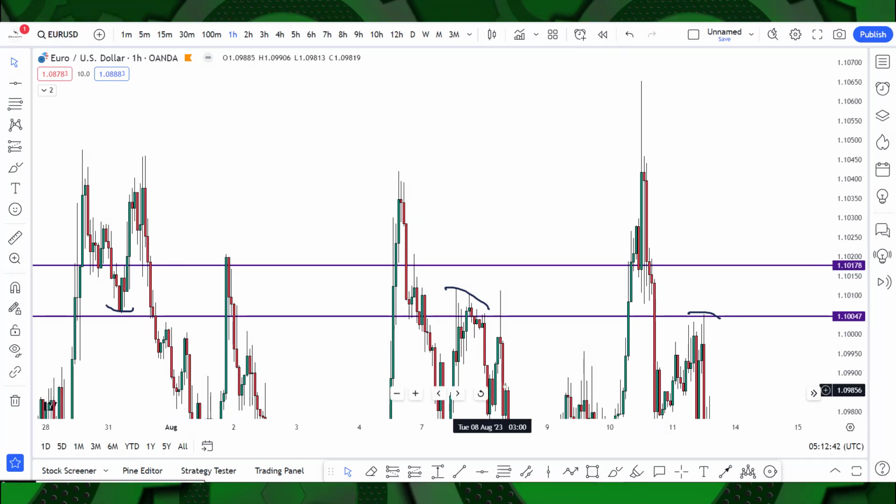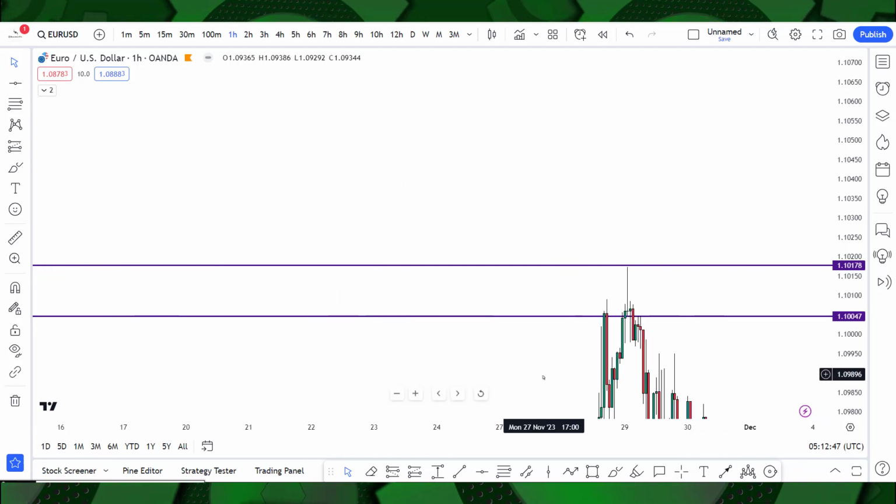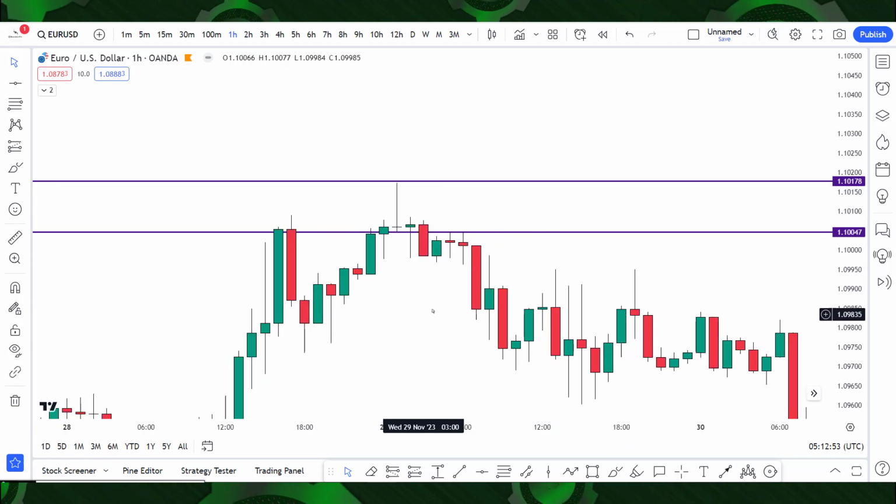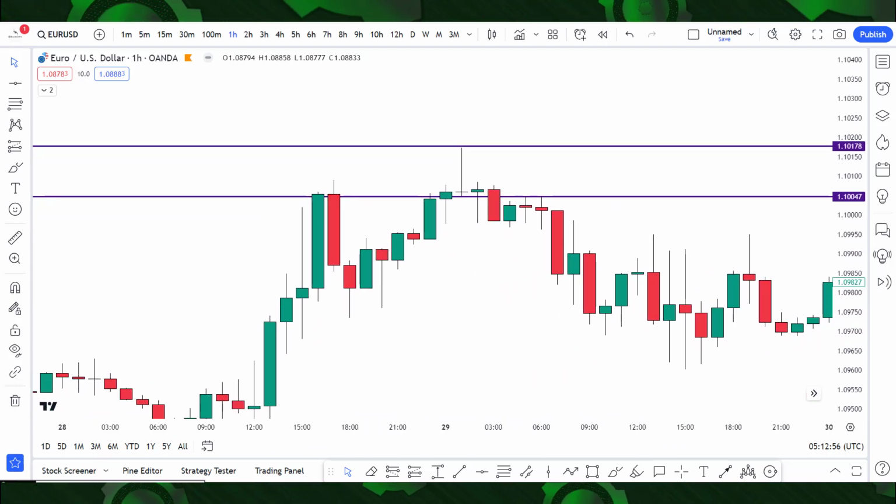Now let's go back to our setup. The third thing that you need to do, after you see your signal candle, is mark the high and low of the signal candle, and then check if the signal is valid. And right here, there's another resistance that shows that the signal is valid. So that's the second thing: you have to check if your signal is valid.